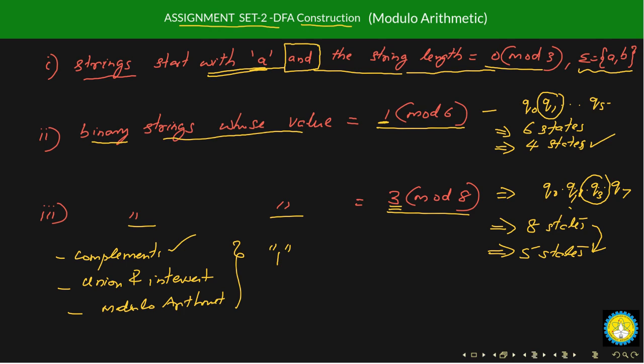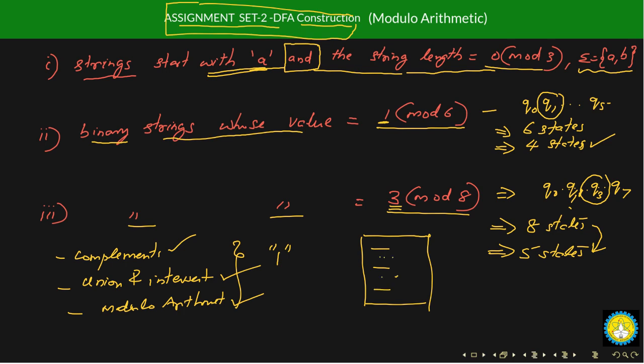Similarly, for the next set, you have to give that heading. If you're doing modulo arithmetic, you have to give that heading, and under that you have to write the solutions. So this is going to be a single assignment under Moodle, which has the name assignment set 2 on DFA construction, and you have 3 headings. You have to show your solutions under these 3 headings. If I give some more videos, they will also be added to assignment set 2 on DFA construction.